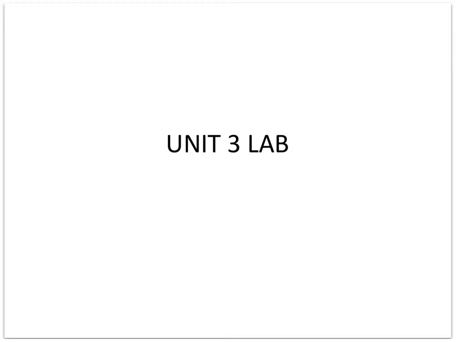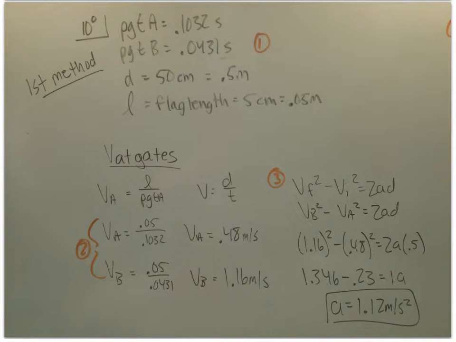This is the explanation for Trial 1 of the Unit 3 lab. For this lab we had a car on an inclined plane with two photogates set up, photogate A and photogate B, and we were looking to calculate the acceleration on the ramp with three different methods.